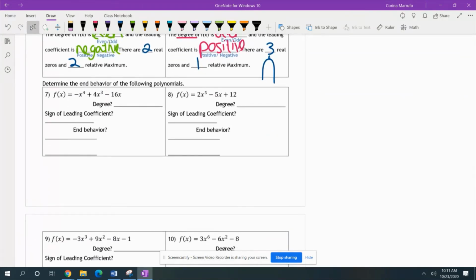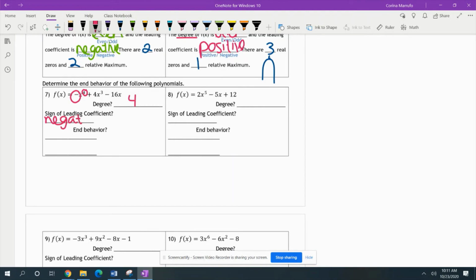All right, so a few more. This one is asking us for the degree. So for the degree of this, we look for the highest exponent, which is 4. What is the sign of the leading coefficient? The leading coefficient is this number right here in the front. So the sign is negative.